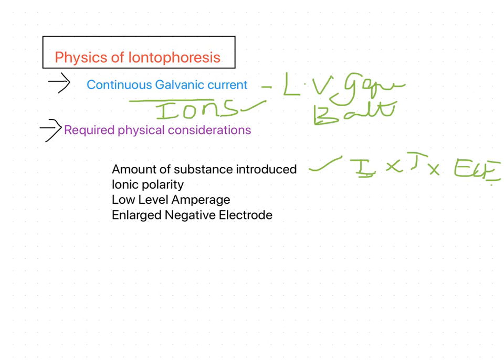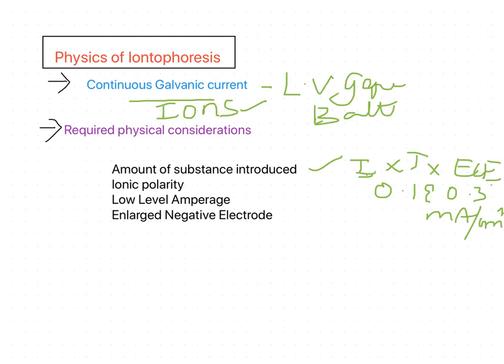For practical purposes, the current density is limited by the skin tolerance, which usually allows between 0.1 and 0.3 milliamperes per centimeter square. This is the amount of current density we are going to use. Next one is the ionic polarity.